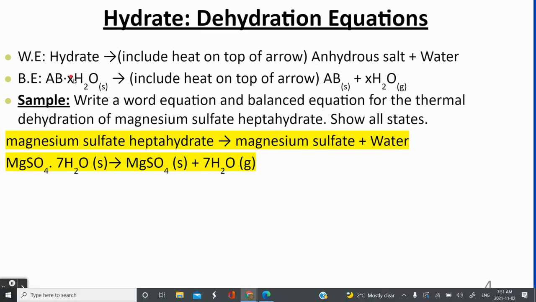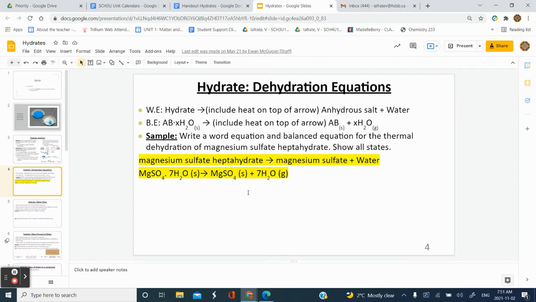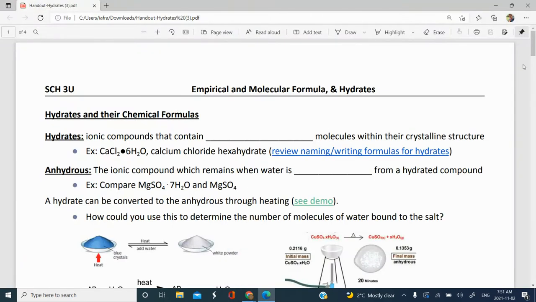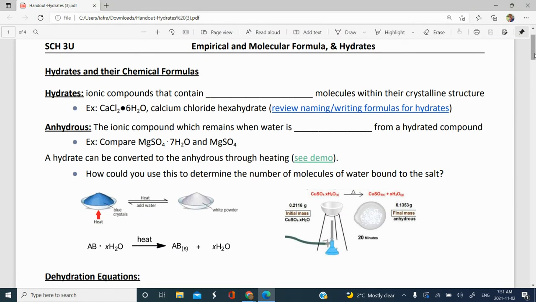So let's go do a few examples in our handout, and then also we'll do some examples of molar mass and mass percent of hydrates. So here we have, let's fill in our blanks to what we remember. Hydrates are ionic compounds that contain water molecules in their crystal structures. Water, in other words, H2O in formula, because there's no words, just formula.